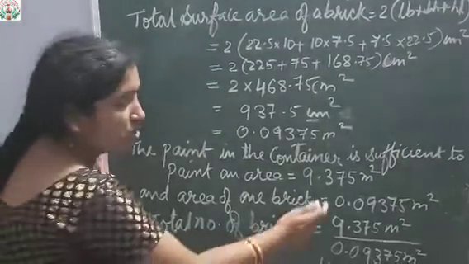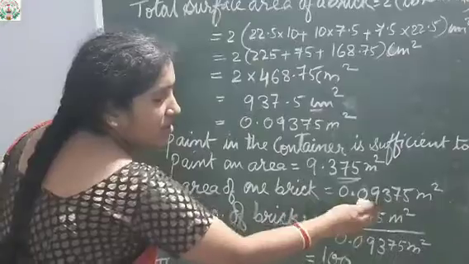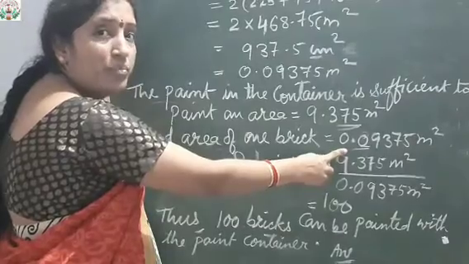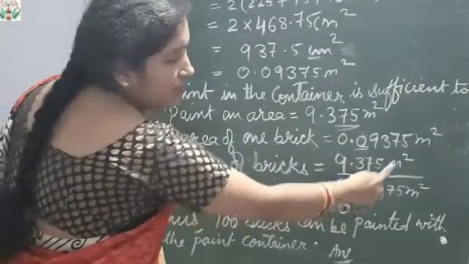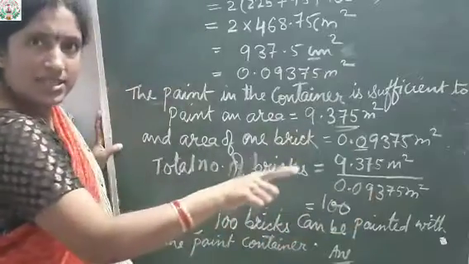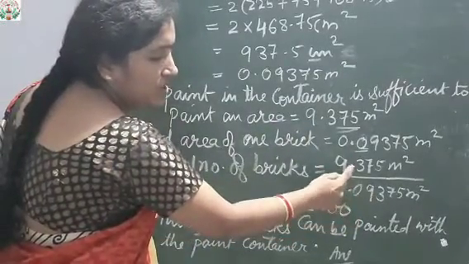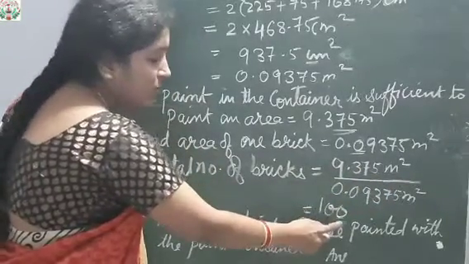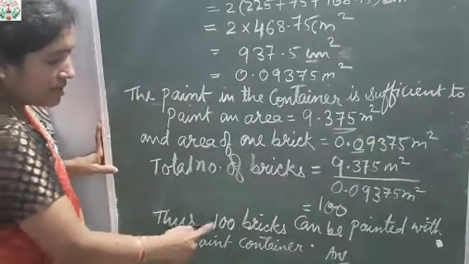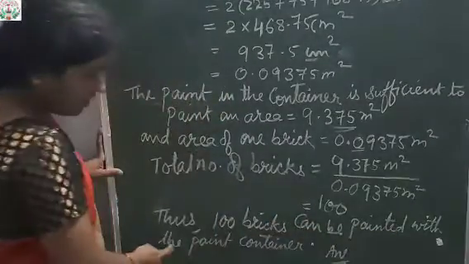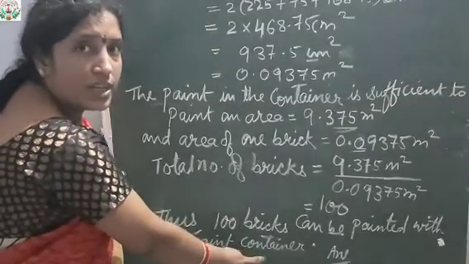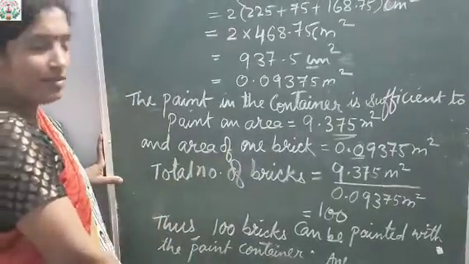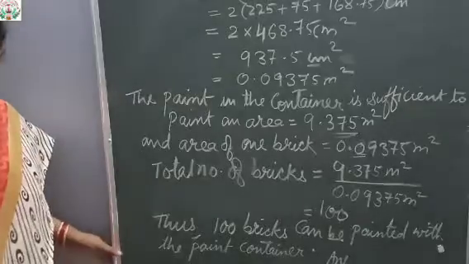Then the total number of bricks equals this area upon this area, means total area to be painted upon area of one brick. Okay. So when we divide, same unit meter square, so that gets cancelled. Now on dividing this, we know the decimal values, you see, cut it, and then what will happen? You will get 100. So 100 bricks are required. So you can write this: 100 bricks can be painted with the paint container. Okay, that means with the container which is given there, 100 bricks can be painted. So that is the answer. 100 is the answer. Okay.